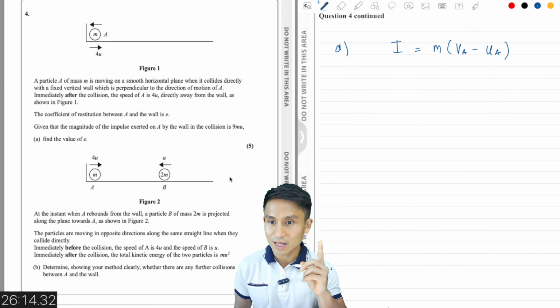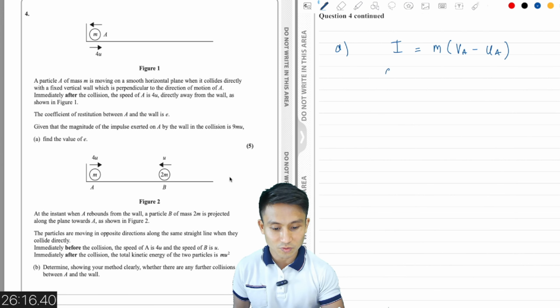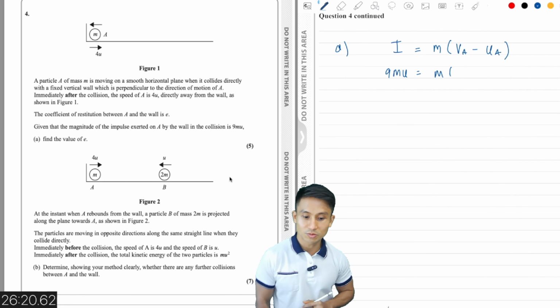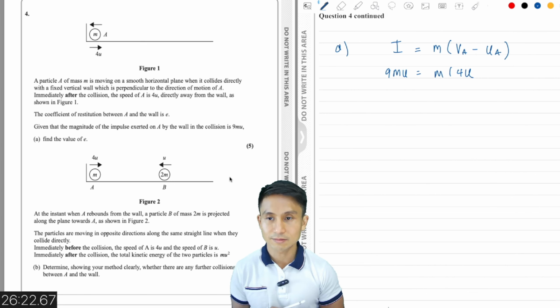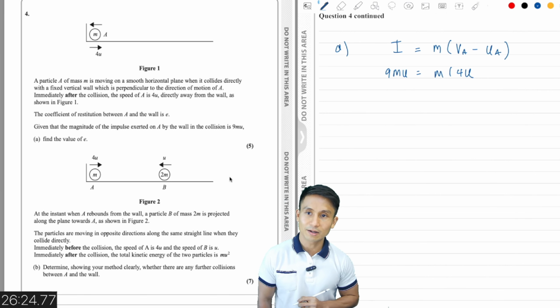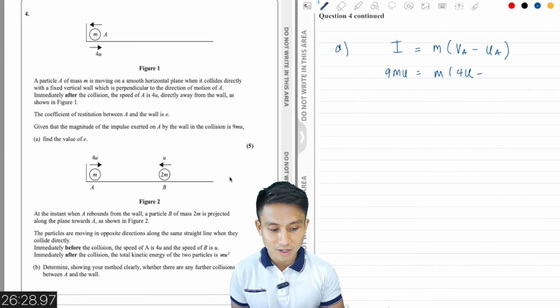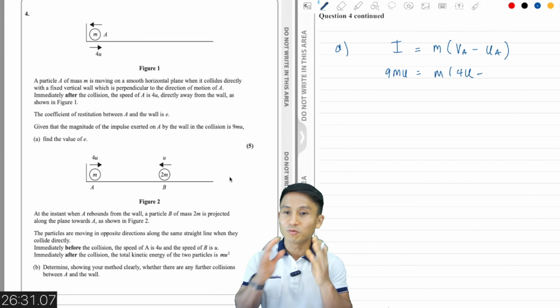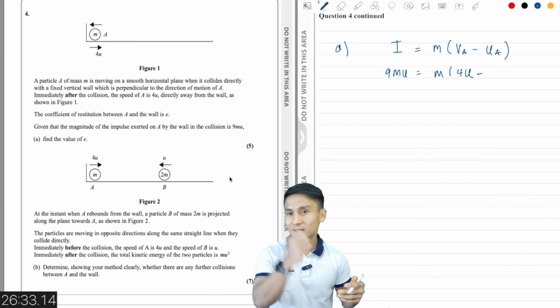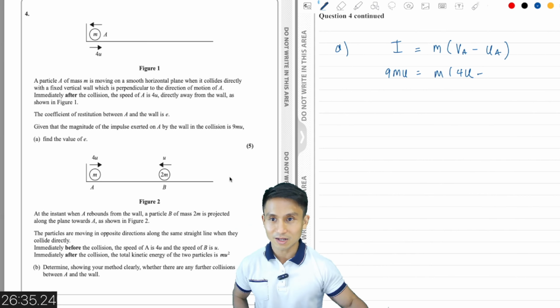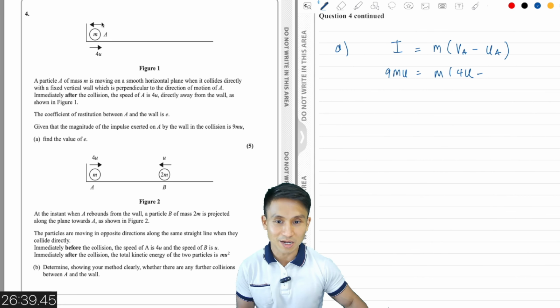We are given that the magnitude is 9mu, so we're going to put 9mu here equals m, and v will just be 4u, and because the directions are opposite, when you do minus here, you've got to do minus minus, right? If you put 4u as a positive direction, then the initial speed, like this guy right here, would be a negative direction, and when you do minus minus, it becomes a plus.